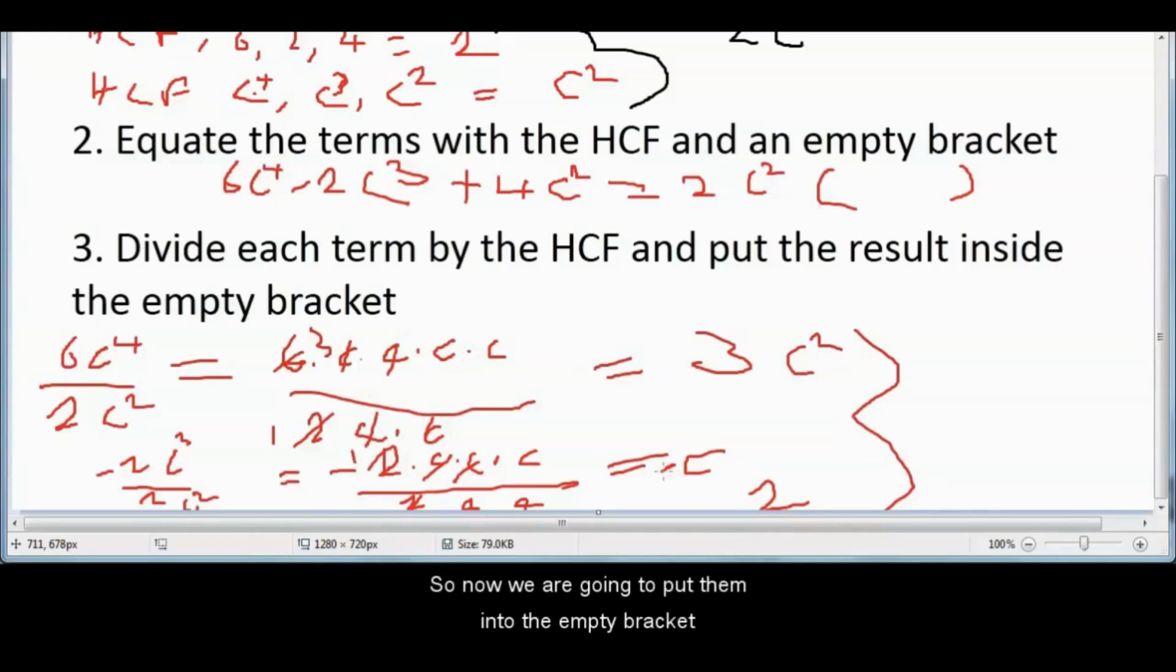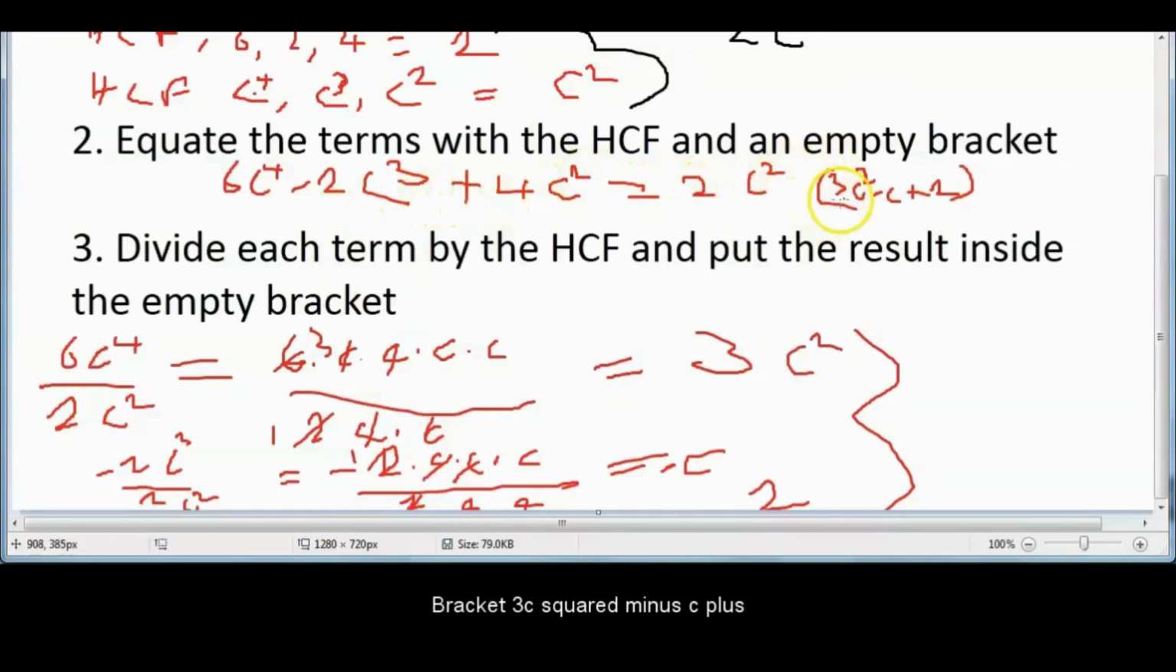So now we put them into the empty bracket. That will be 2c² in bracket 3c² − c + 2. So 6c⁴ − 2c³ + 4c² equals 2c²(3c² − c + 2).